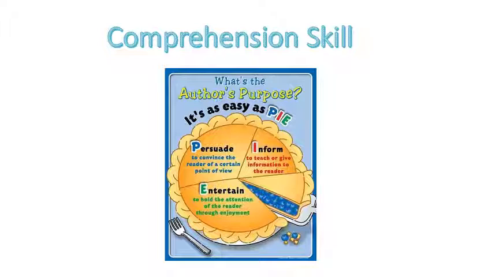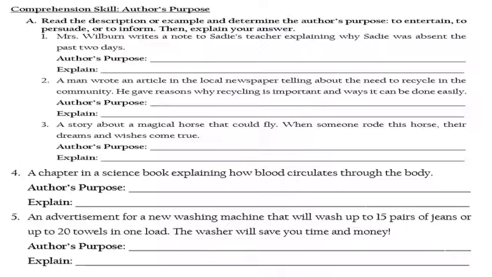Now we can move to the skill, which is the author's purpose, which is to inform, persuade, or entertain. And as I reminded you, as you read the description or example, determine the author's purpose: to entertain, to persuade, or to inform. Then explain your answer. I have to write the author's purpose, then I have to explain why.